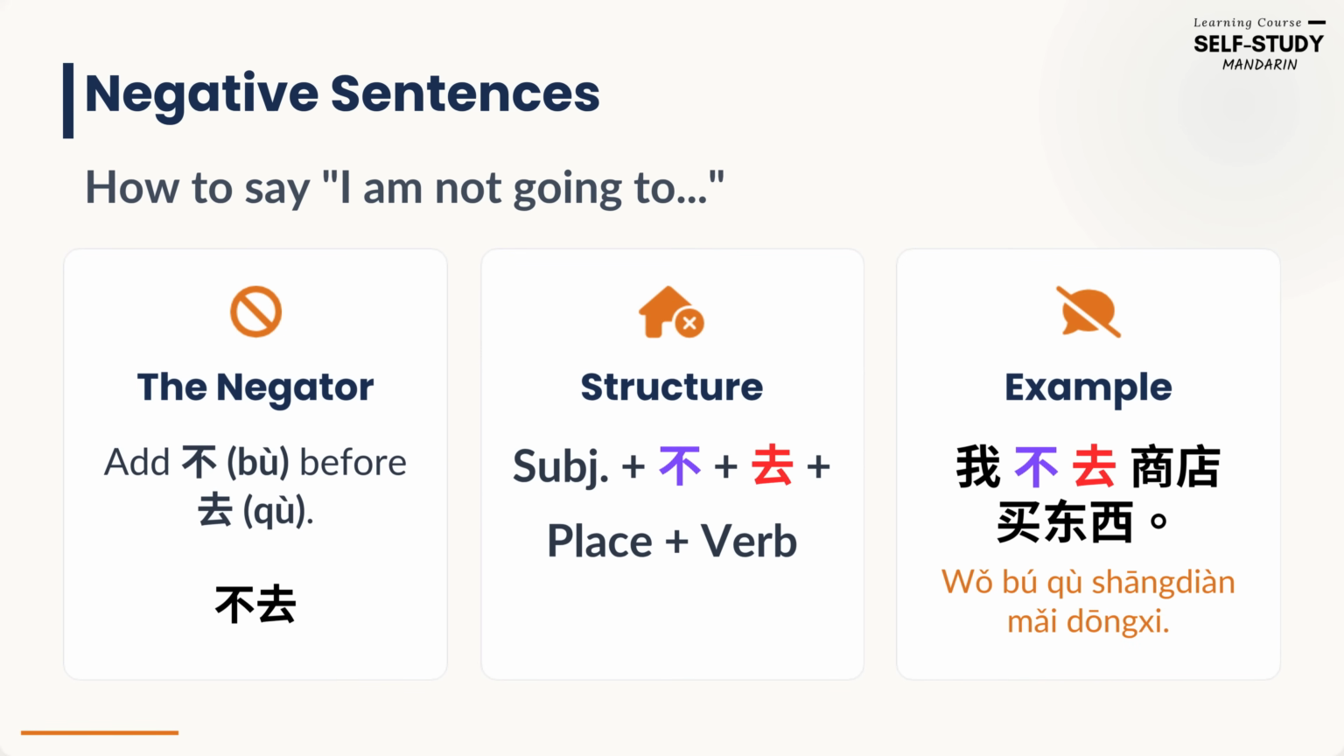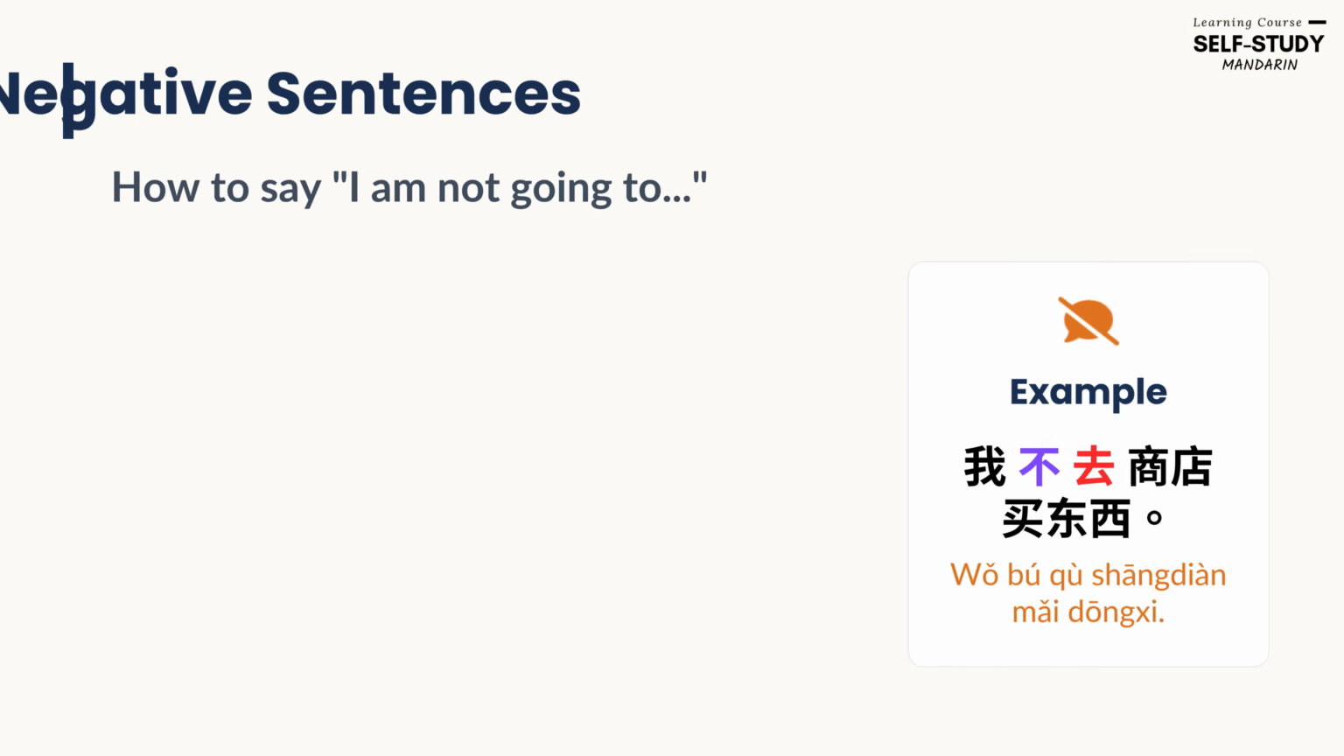Negative sentences. How do we say I am not going to do something? We need to use the negator, which is 不. To make this structure negative, simply add 不 directly before the word 去, making it 不去. Let's look at the structure. Subject plus 不 plus 去 plus place plus verb. For example, 我不去商店买东西. I am not going to the shop to buy things.